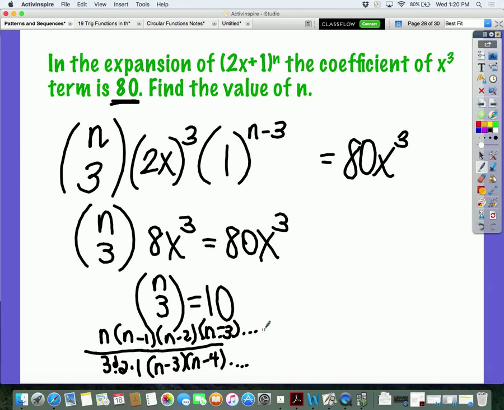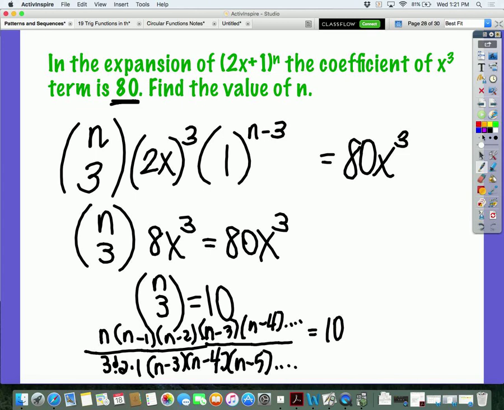Wait, what is that above the 3? 3 times 2? That was an error. I didn't keep going on that one. So it should be an n minus 3, n minus 4. It just keeps on going. Down here, the bottom part does the same thing, and it keeps on going because we don't know what n is. And all of that equals 10.